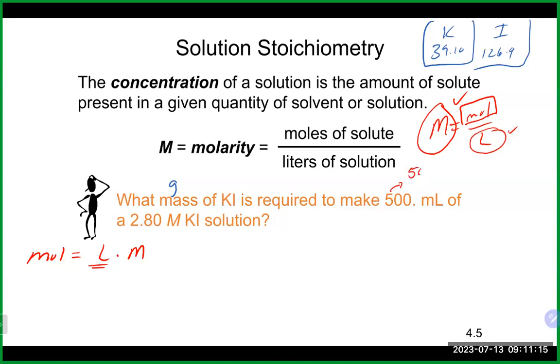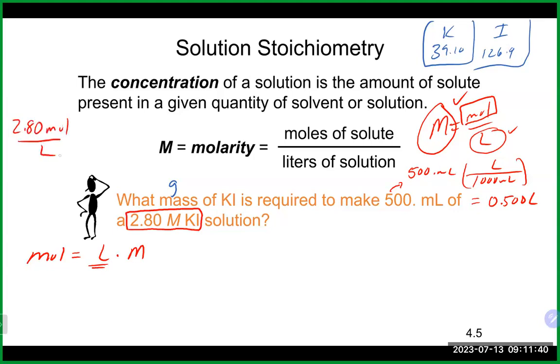So that's going to be 500 milliliters. Once again, there's 1,000 milliliters in a liter. You can move the decimal place 3 places to the left as well if you want to do that. And that will give us 0.5 liters. Also, as I mentioned before, I'm going to get rid of the big M and turn it into really a conversion factor, and that would be 2.8 moles per liter.